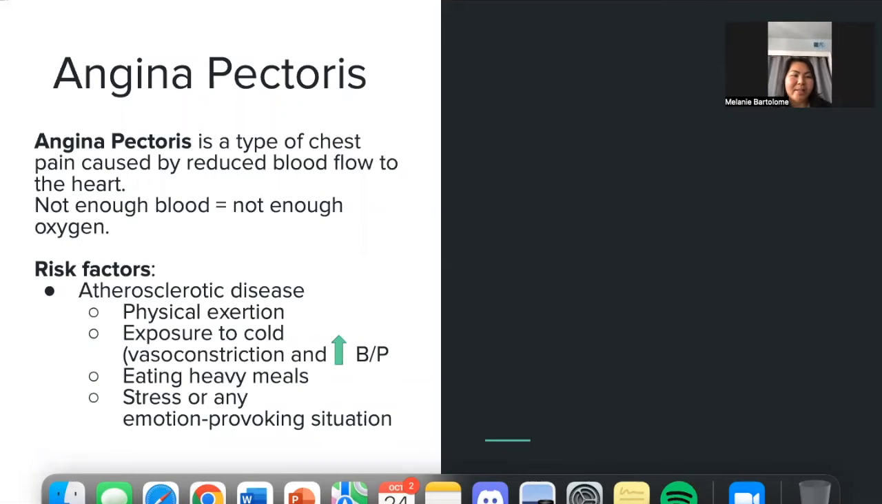Angina pectoris is a type of chest pain caused by reduced blood flow to the heart. Not enough blood equals not enough oxygen. Some risk factors can include atherosclerotic disease, physical exertion, exposure to cold, which causes vasoconstriction and elevated blood pressure, eating heavy meals, stress, or any emotionally provoking situation.